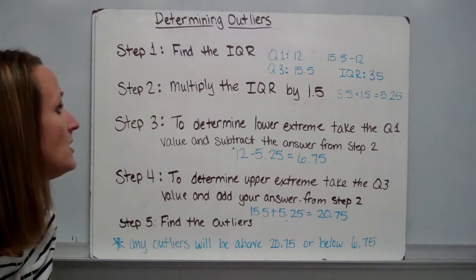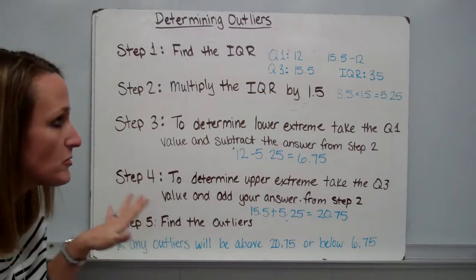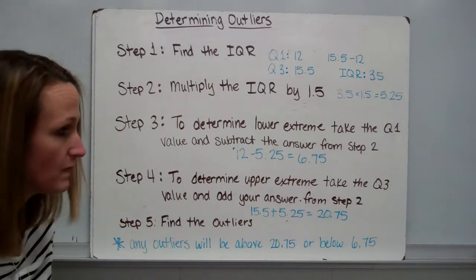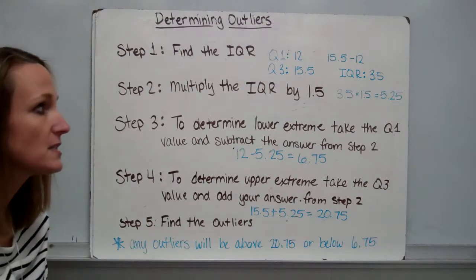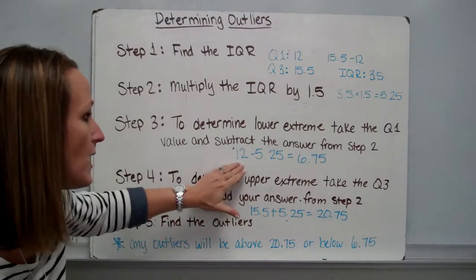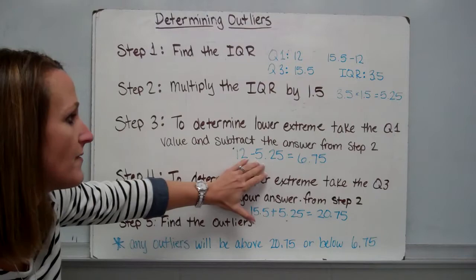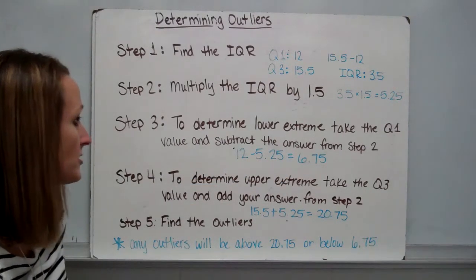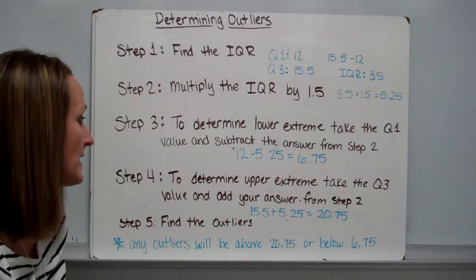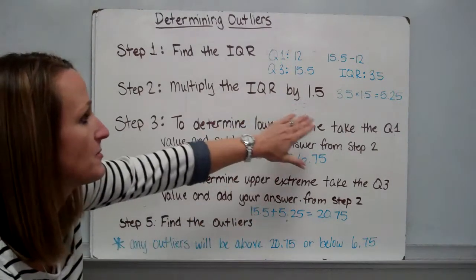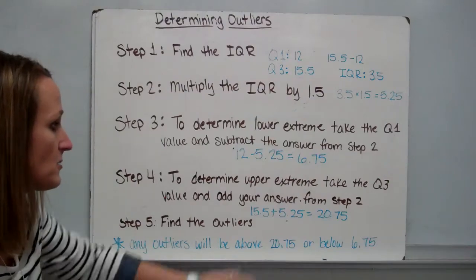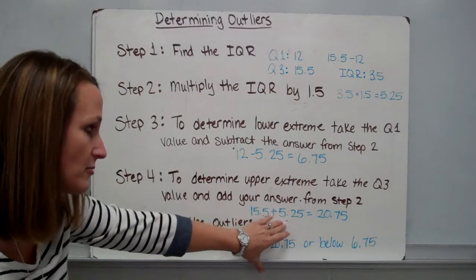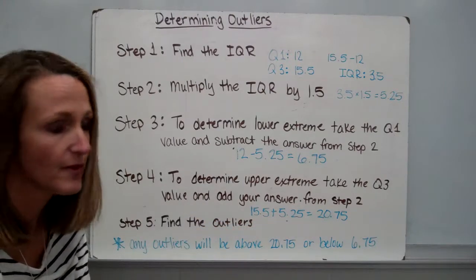Okay, so now to determine the lowest extreme for our outlier, we're going to take that Q1, which if you remember our Q1 was 12, and we're going to subtract that 5.25 from it. So 12 minus 5.25, that leaves us with 6.75. To determine the upper extreme, take that Q3 and add our answer from step 2, or that 5.25 to it. So we take 15.5, or our Q3 from the last slide, add 5.25, we get 20.75.